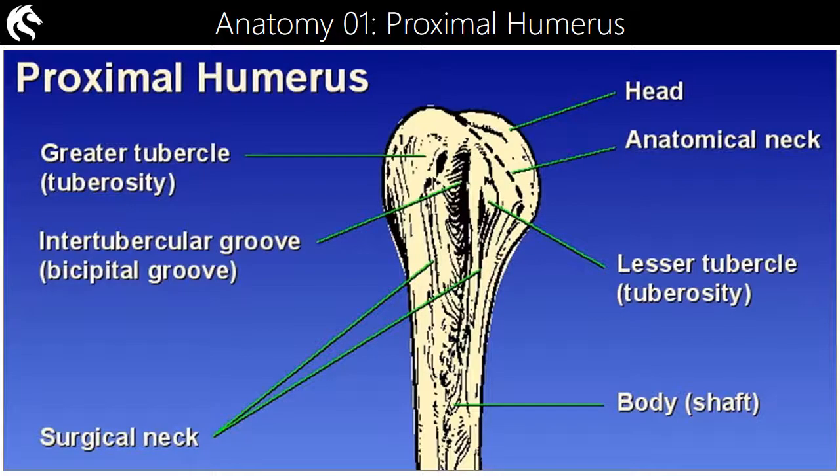First of all, let's have a look at the anatomy of the humerus and the clavicle. When we consider the humerus, it's important to consider it almost in three components. That is the shoulder component, the elbow component, and the midshaft, if you like.